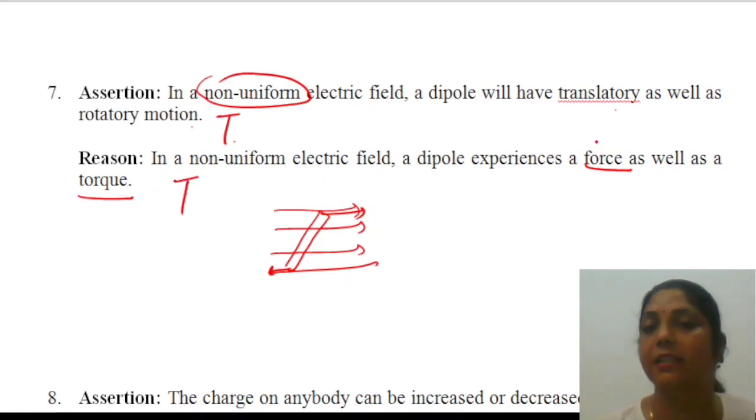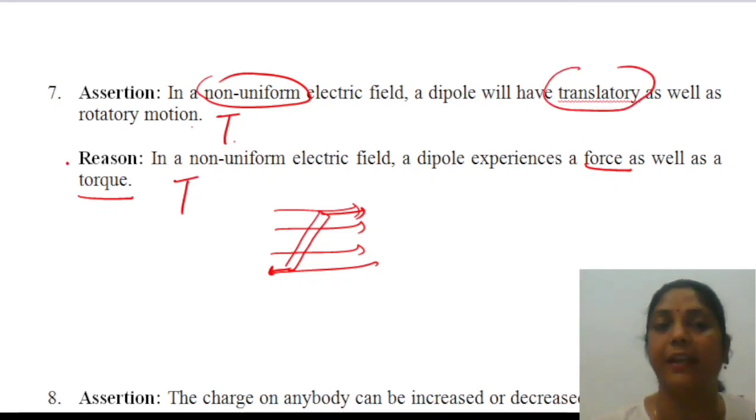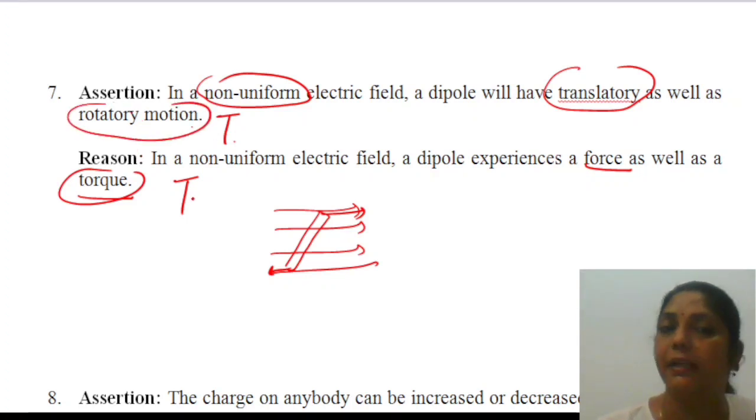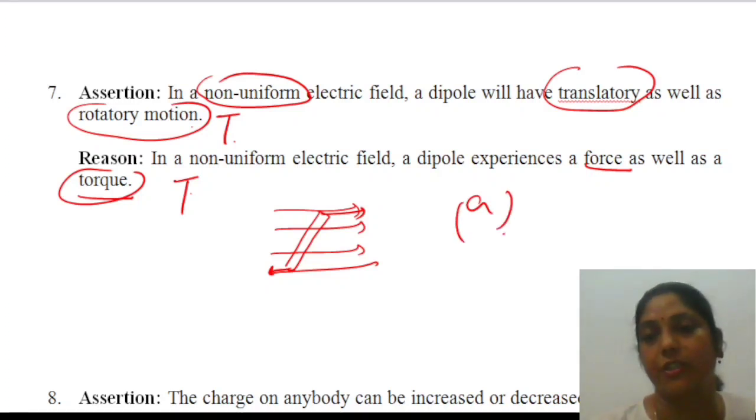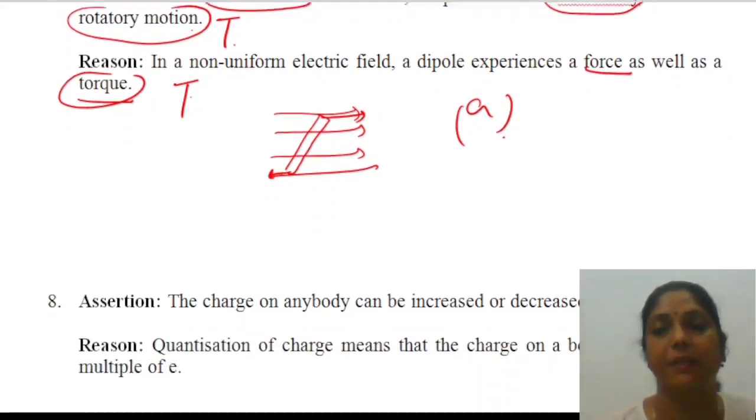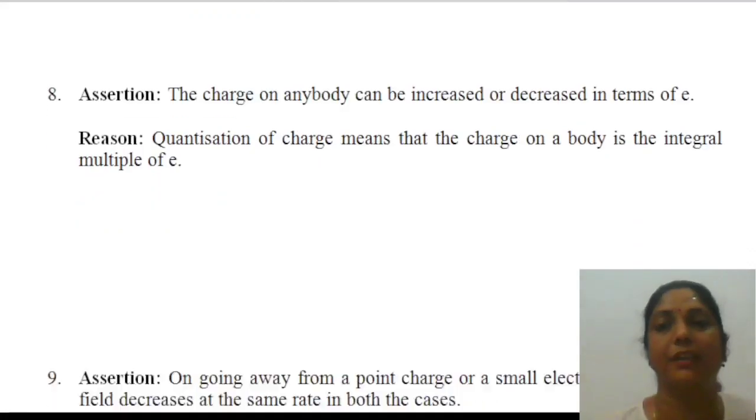It experiences some force, that's why it has translatory motion, and it experiences some torque, that's why it has some rotatory motion. So both statements are correct and this reason is the correct explanation of the assertion. So option number A is correct. Hope this question is also clear to all of you, right? Now next, after this, question number 8. What is given in this question?